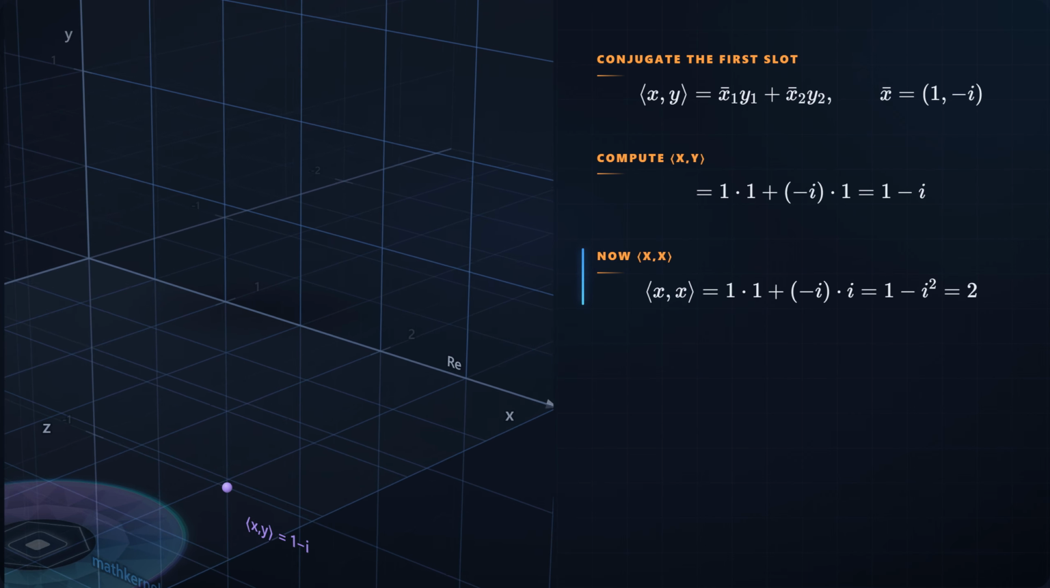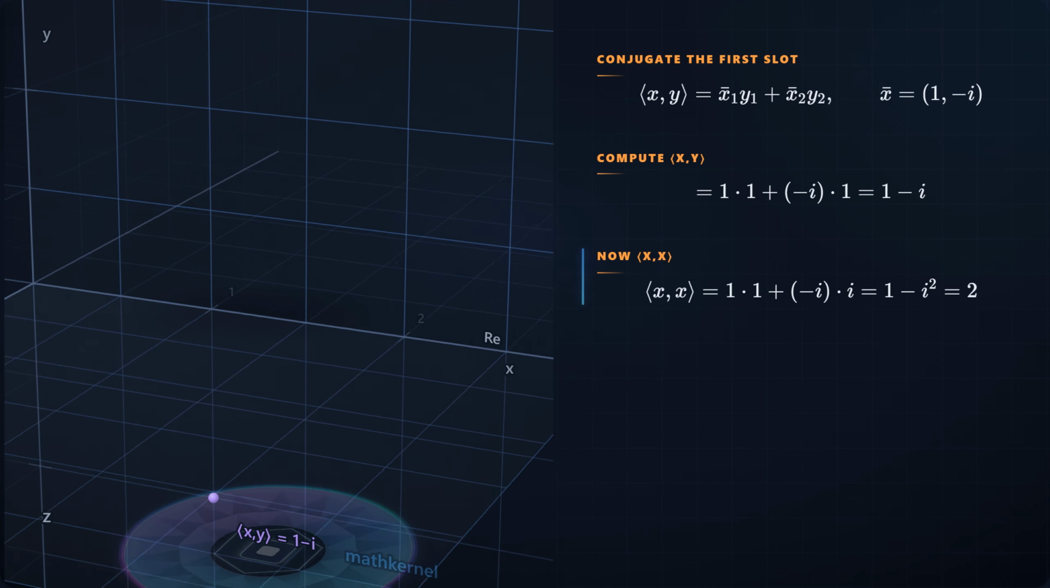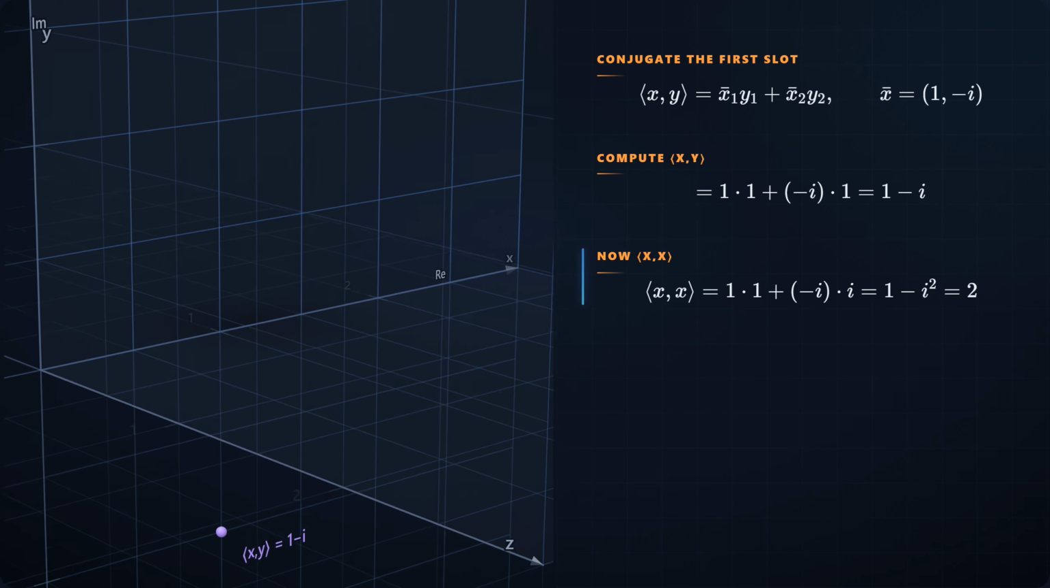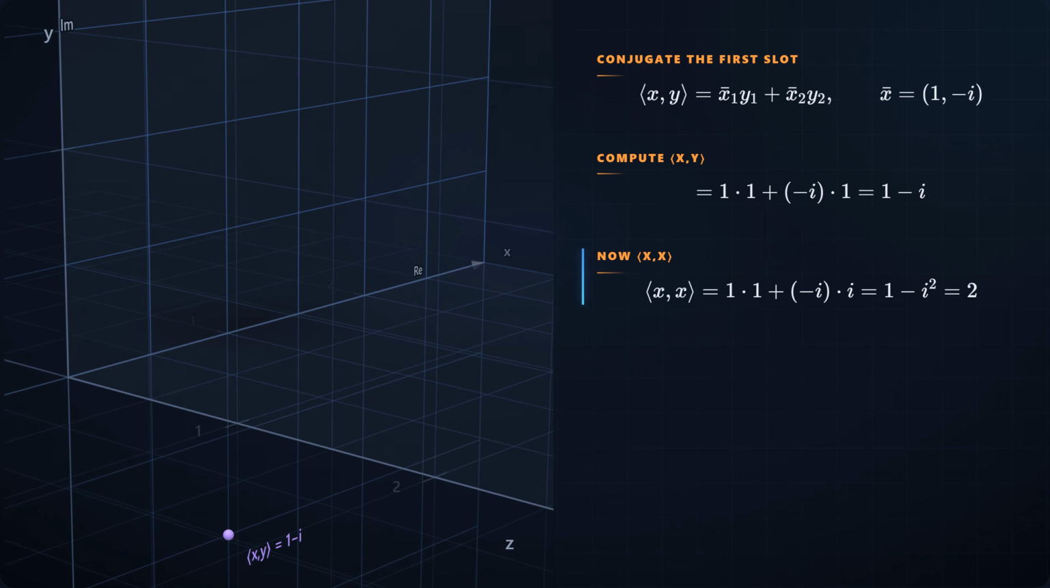The important one is x with itself. 1 times 1, plus minus i times i. And minus i times i is minus i squared, which is plus 1. So the sum is 1 plus 1, 2.